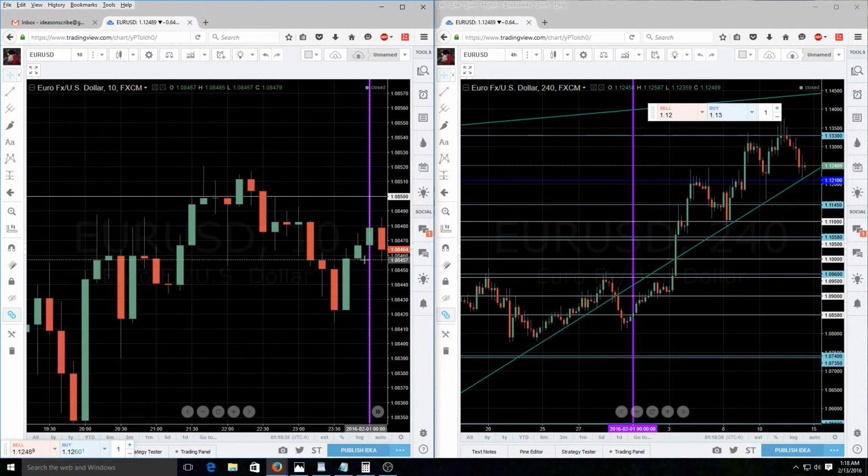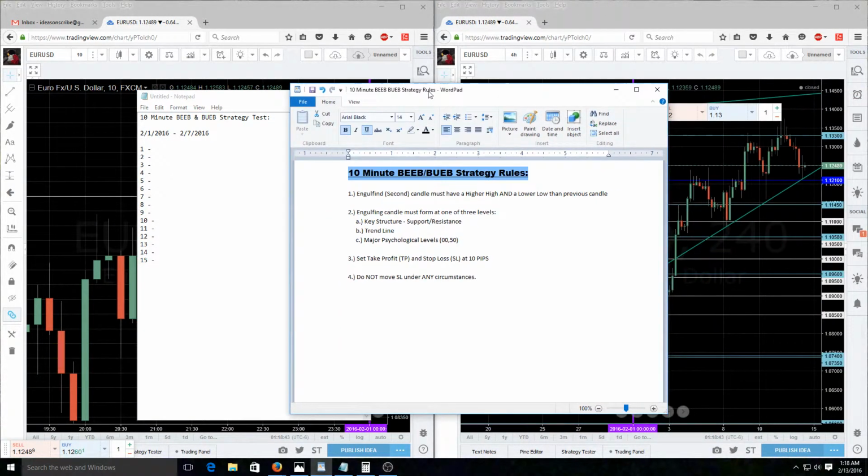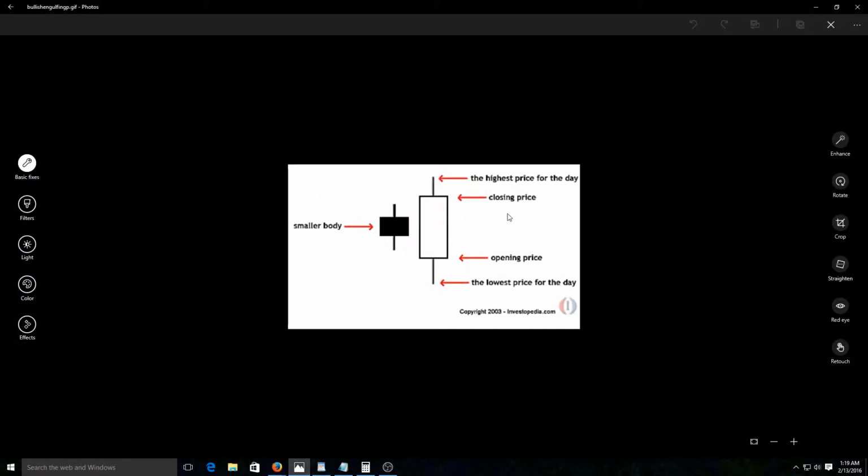So I will be going ahead and backtesting this for 1 week. I have everything set up here and ready to go. We're going to start with the 10-minute bearish engulfing bar and bullish engulfing bar strategy rules, or just strategy, and this is the rules. First rule, engulfing candle must have a higher high and a lower low than the previous candle. So that just basically defines what a bullish and bearish engulfing candle is.